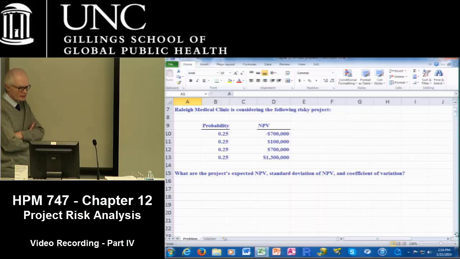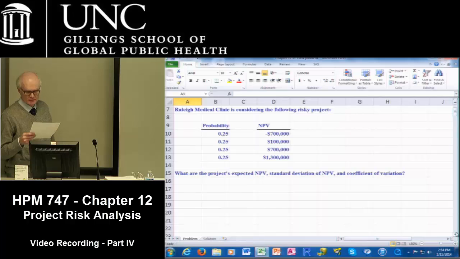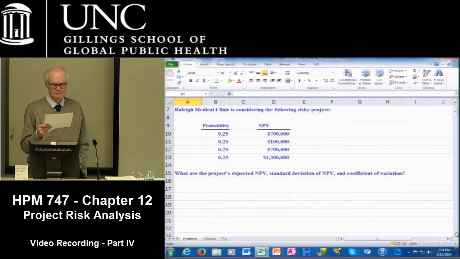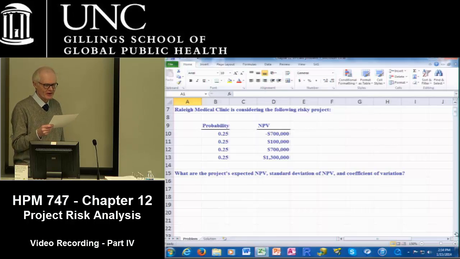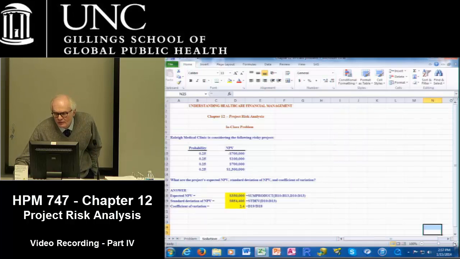Okay, expected NPV. Does anyone have a number? 350,000, standard deviation. Other answer? 854 is the right answer, so we have a coefficient of variation of 2.4, that's right. So, what did we do here?